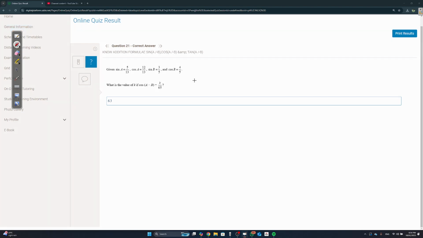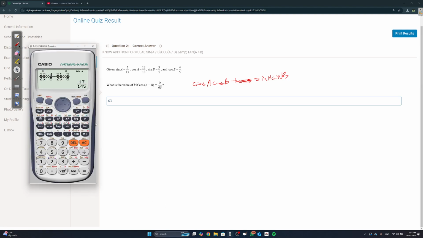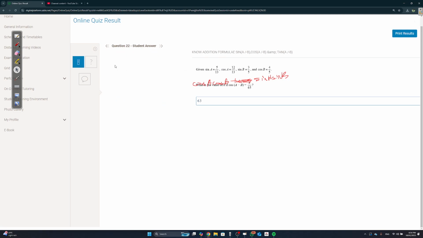Cosine a minus b, same formula, but what do you do now? Plus, right? Plus, sorry, sine a sine b. Okay, let's go on the calculator. Cosine a cosine b, so 12 over 13. Cosine b is 4 over 5. Plus sine a, 5 over 13. Sine b, which is 3 over 5. 63 over 65. So k is 63.